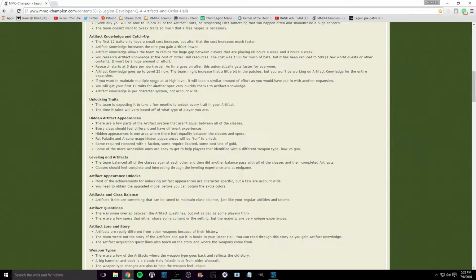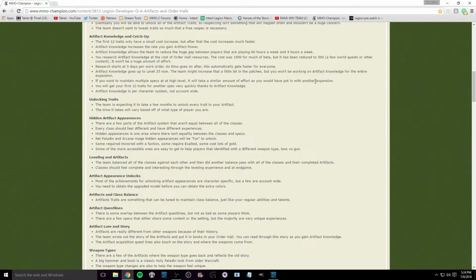And maintaining multiple specs at a high level will take a lot of time. Okay, they're saying it's going to take a similar amount of effort as you would have put in another expansion. I don't truly believe that. Reason being that the artifact points are going to be one point of contention. You're not going to be able to keep it the same way as your main artifact, and it's going to be a pain. It really is, especially if you try to get into super min-maxing and you're trying to get legendary items on top of it. Forget it. You're going to be fucked.